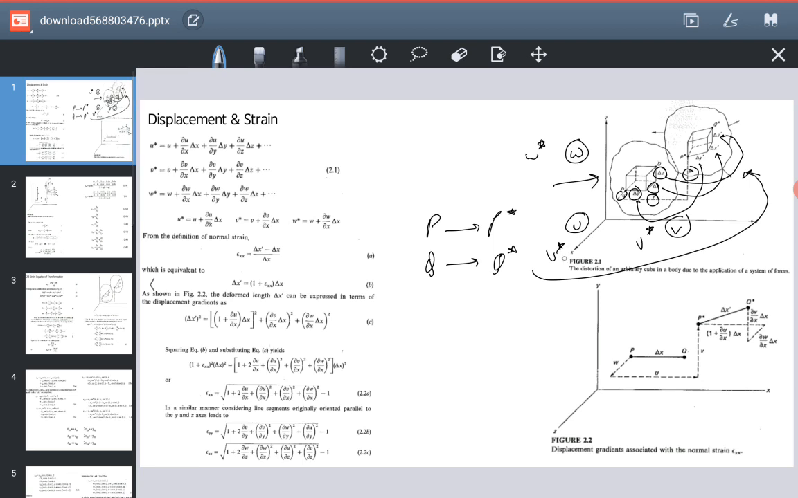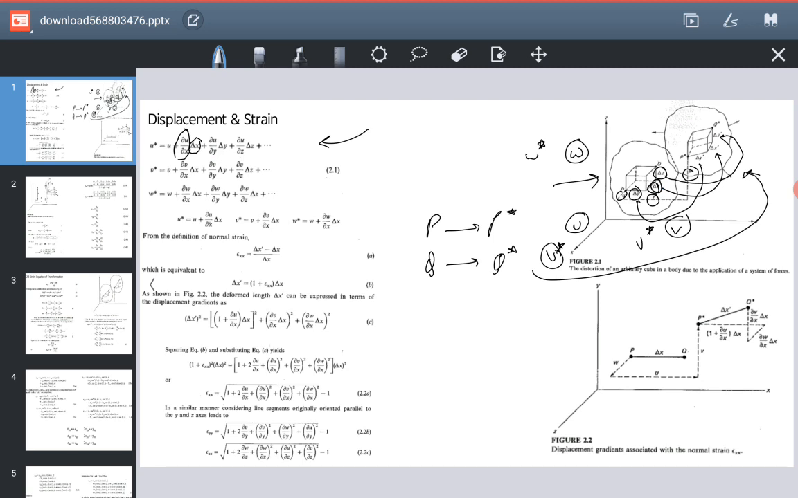So in order to capture the change of u along every dimension, we use the Taylor series. So we have u star equals the initial u plus the partial change in u with respect to x, multiplied by the change, or the original dimension of the cube, which is delta x. Similarly, change in u with respect to y, change in u with respect to z, and so forth, depending on how many dimensions we have.